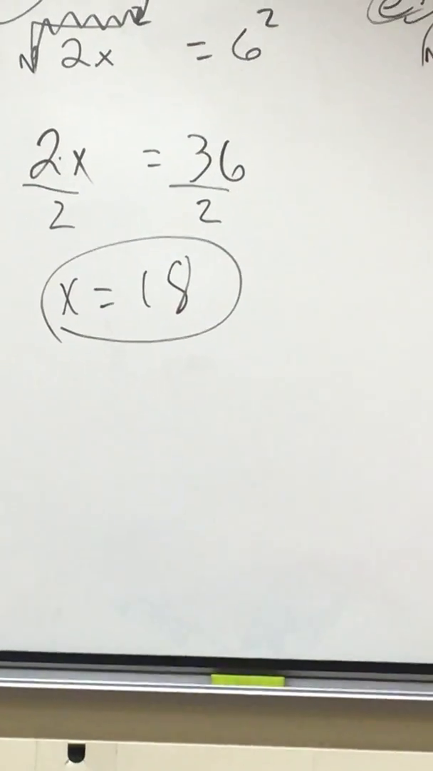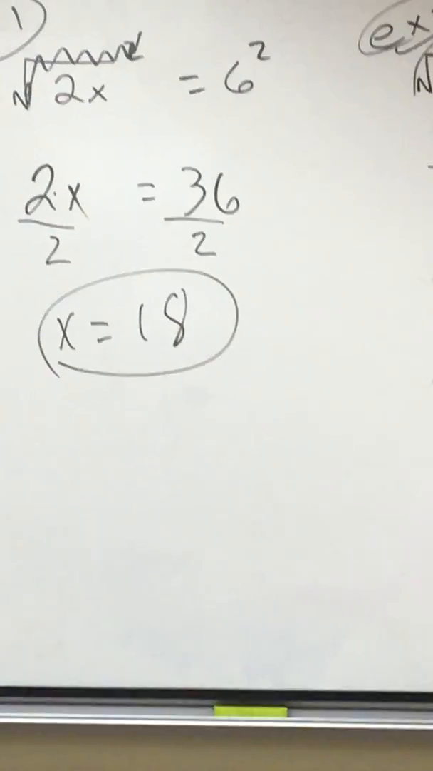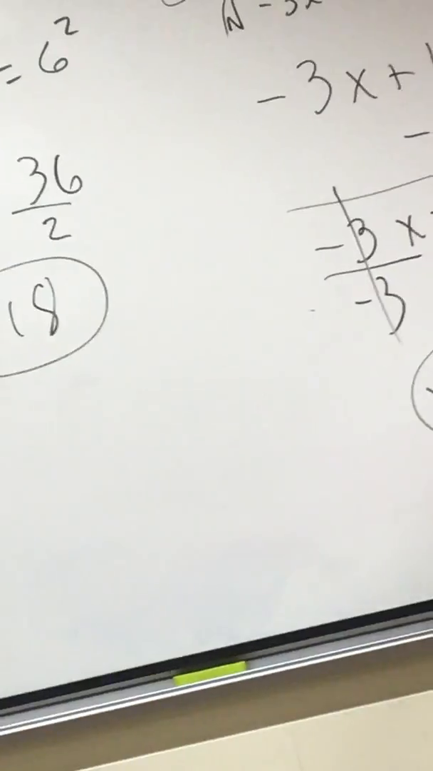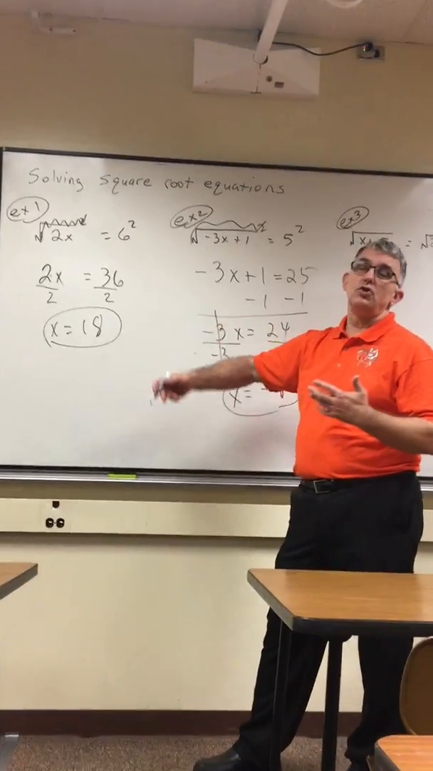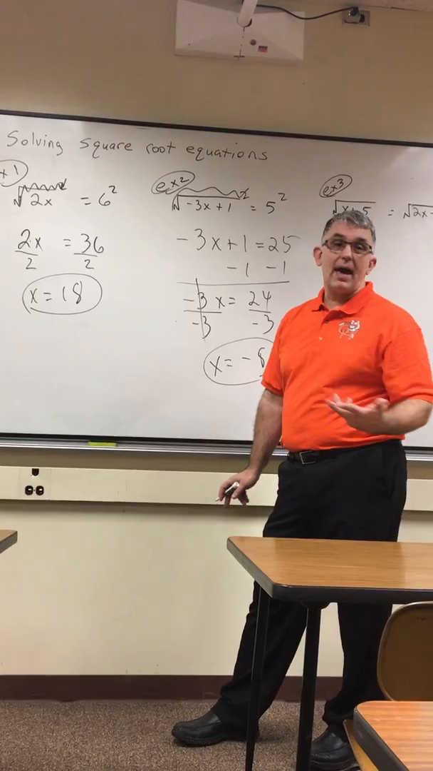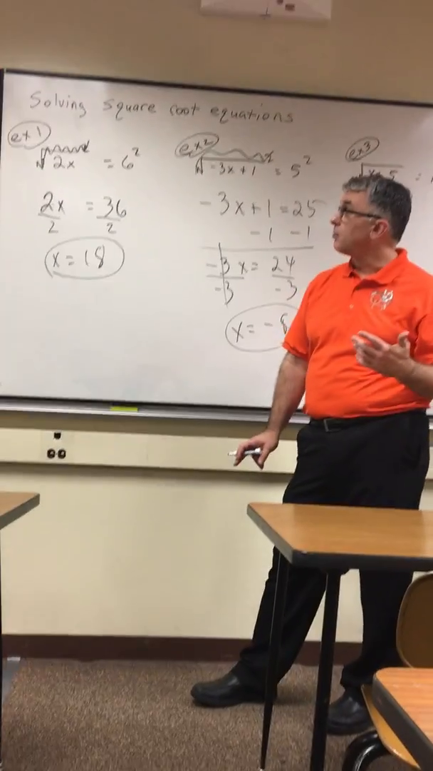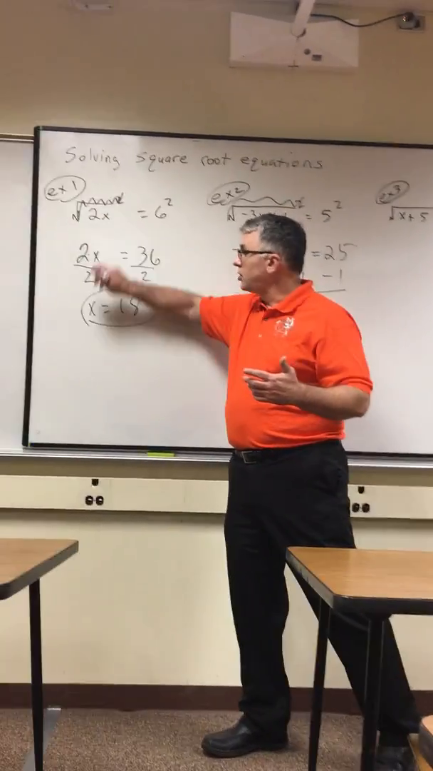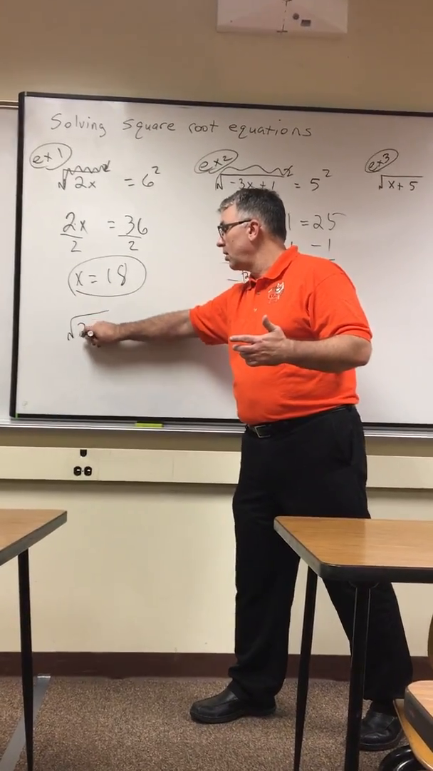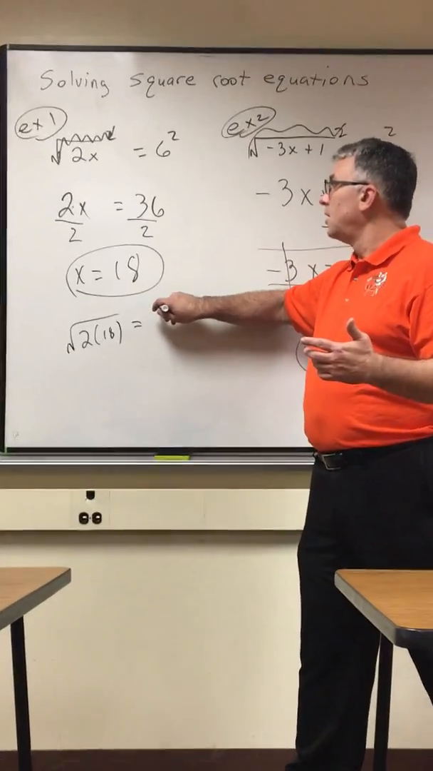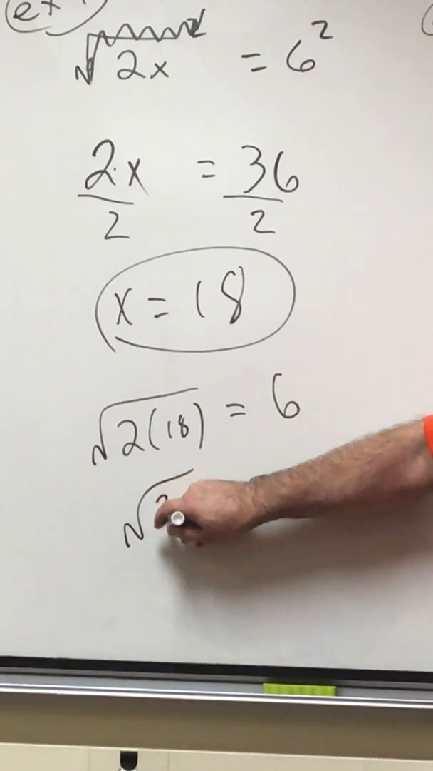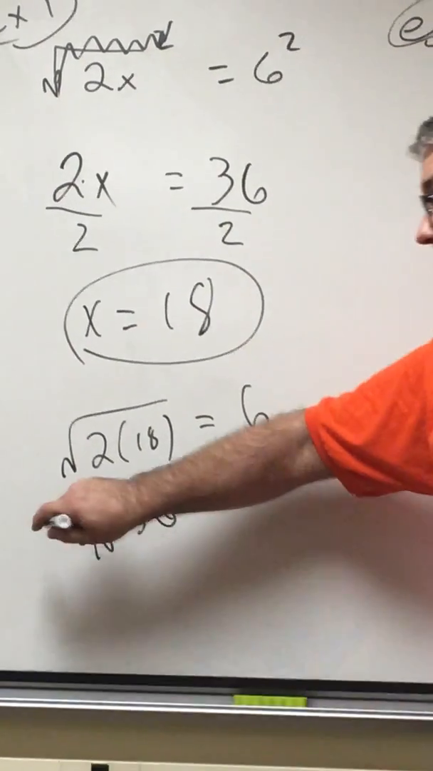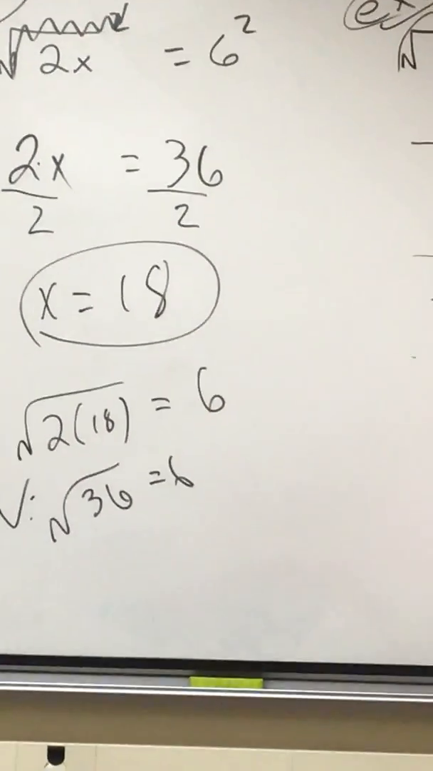Now, we've got these answers. There is one thing that I should say, and I didn't bother doing it because for the linear ones, we never run into an issue. When you have x equals 18, we should take a moment and put it back in just to check and make sure there's not a problem. So the square root of 2 times 18 equals 6. Just putting it back into my original. The square root of 36 equals 6. That's a true statement. So we're good on our check.